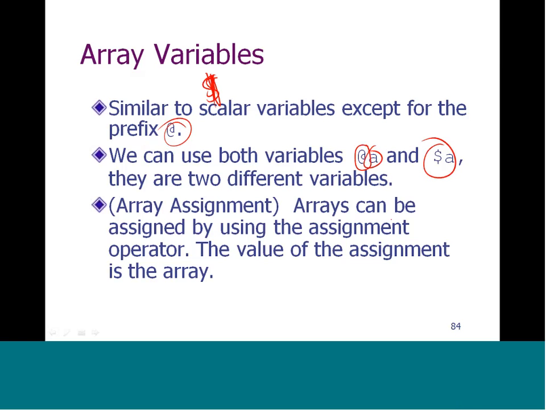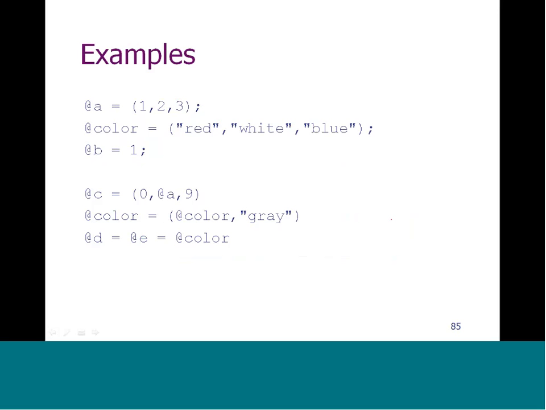And the array assignment, where arrays can be assigned by using the assignment operator, and the value of the assignment is the entire array. So how do we use this? Here are some examples. First of all, the declaration of an array. We know that this is the way to declare an array, and then we assign a variable, which is @a, and here this is a string array containing the names of colors. So @color is red, white and blue, and @b equal to 1 is also an interesting array containing just one element.